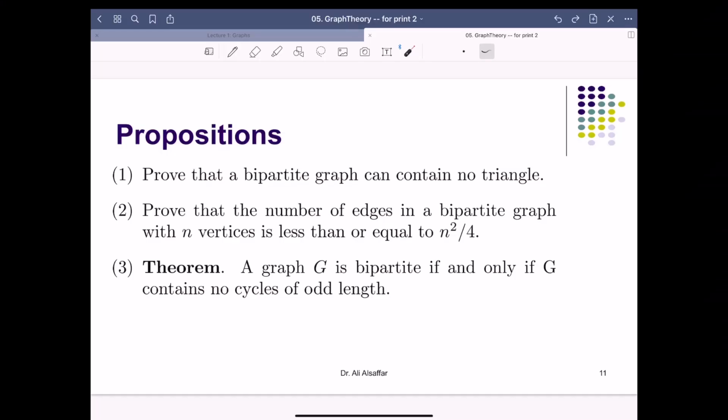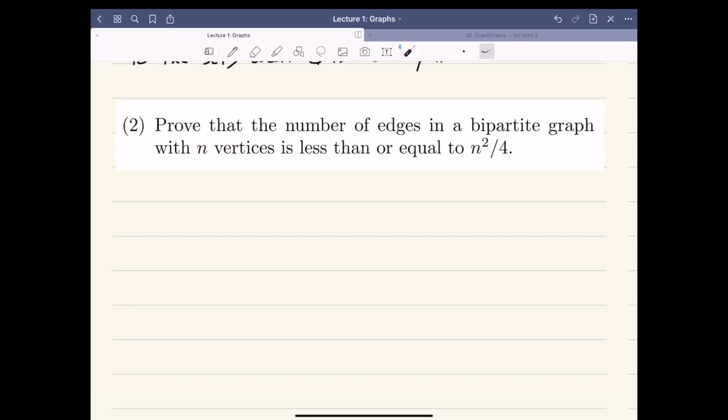Our next proposition is: prove that the number of edges in a bipartite graph with n vertices is less than or equal to this expression. So n is the number of vertices, and the proposition says that for any bipartite graph, the number of edges will not exceed this number. How are we going to prove this problem? So this is the proof now.